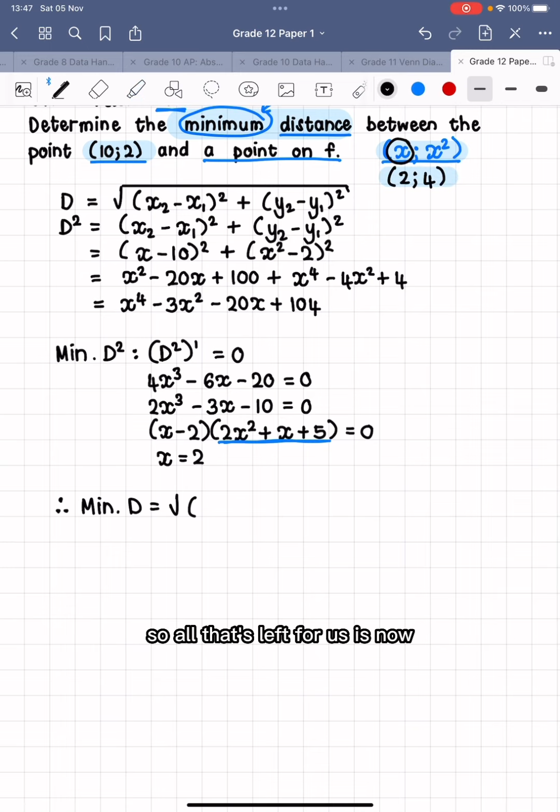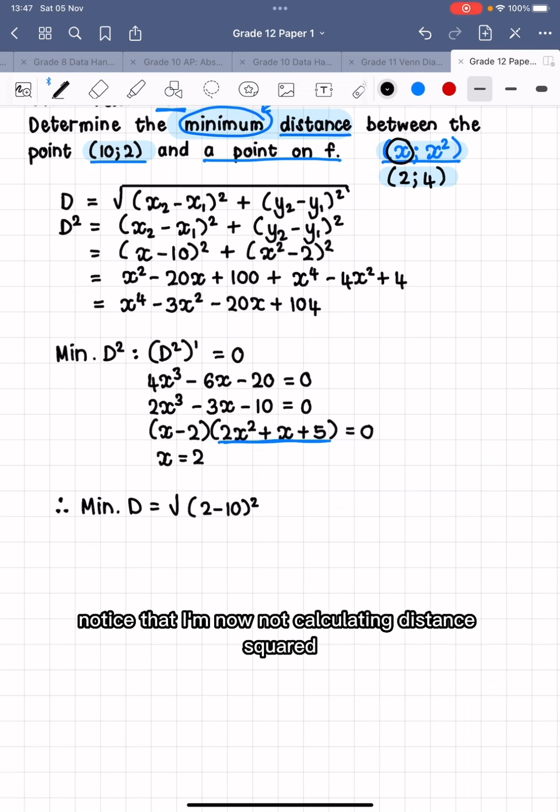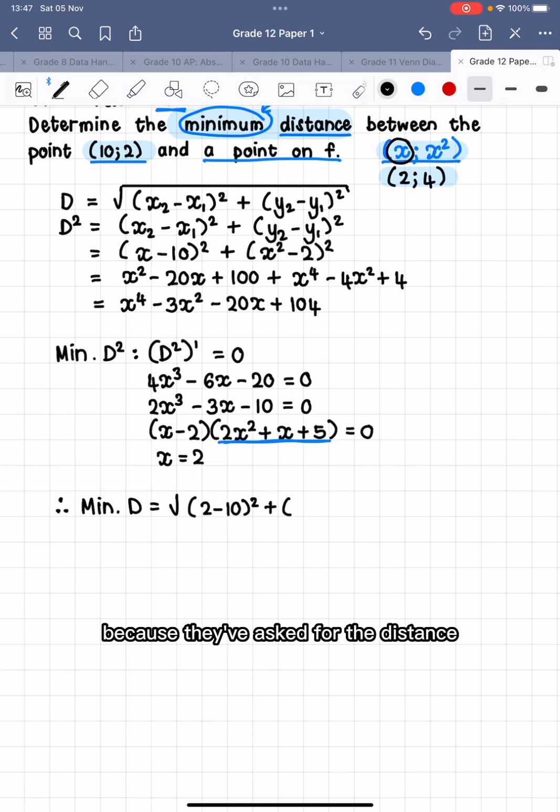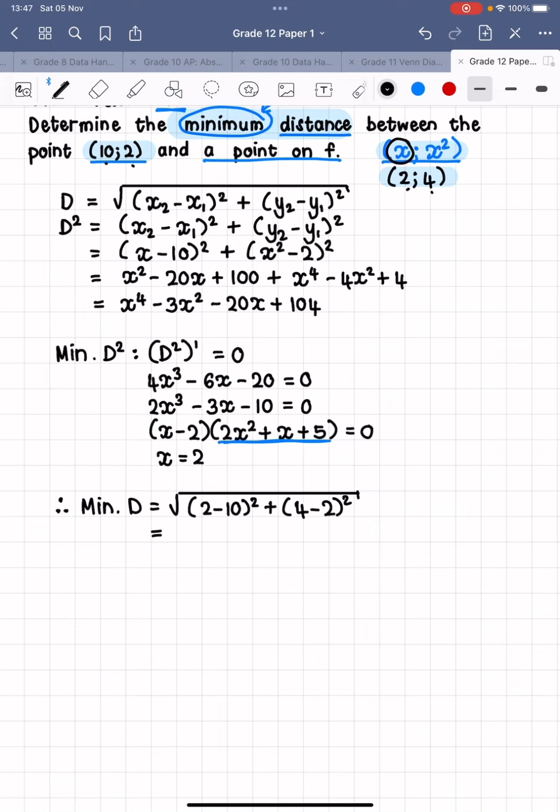So all that's left for us is now to actually calculate that distance using the formula. Notice that I'm now not calculating distance squared because they've asked for the distance. So I am just writing this down. And then you should get a final answer of 2 root 17 units. Let me know if you got it right.